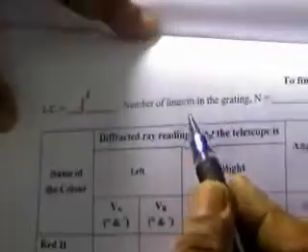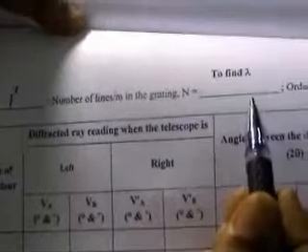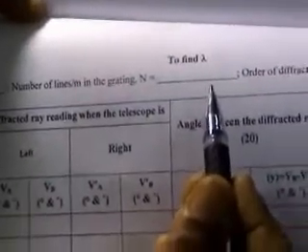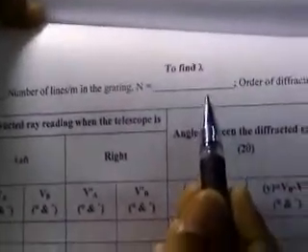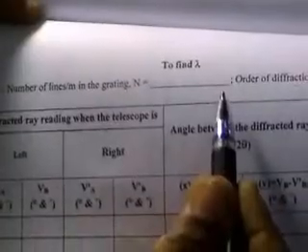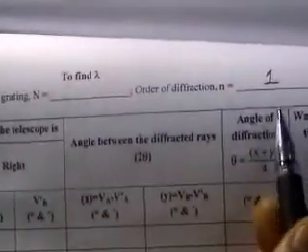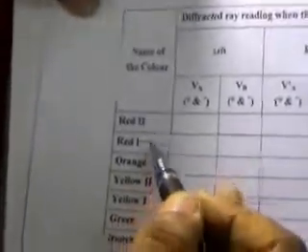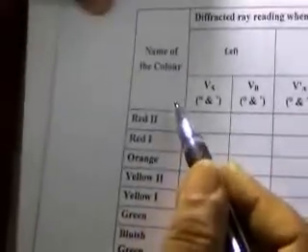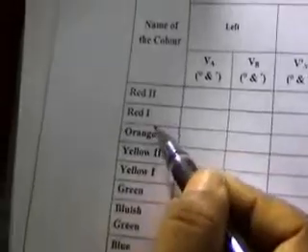We have to record the readings in the following table. First, fill the least count, which is 1 minute. Number of lines per meter in the grating N is to be found from the value of green. So leave it now for the moment. Order of diffraction is 1. So we have the name of the color here. We have red 2 and red 1 also. Sometimes red 3 also is seen. Don't worry, whatever is given you record it.